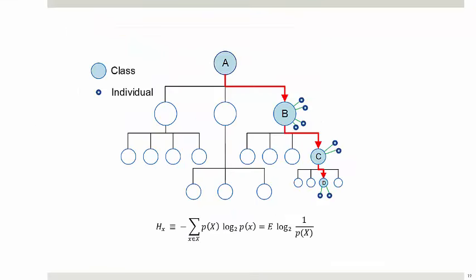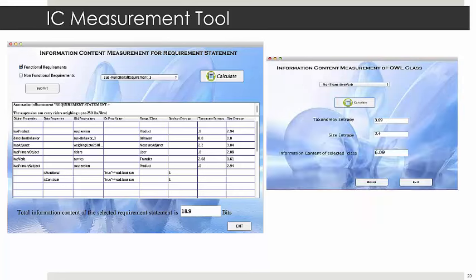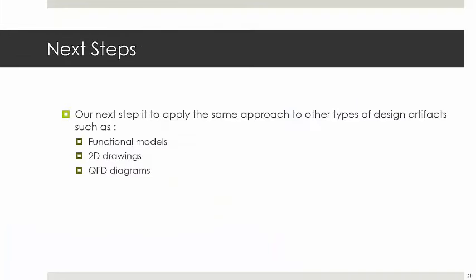A graph-based model of requirement statement lends itself to different types of computational services, including information content measurement. We have developed the necessary tools and algorithms for automated measurement of information content based on requirement instances. Our next step is to generalize this methodology such that it can be applied to other types of engineering artifacts, such as functional models, 2D drawings, and QFD diagrams.